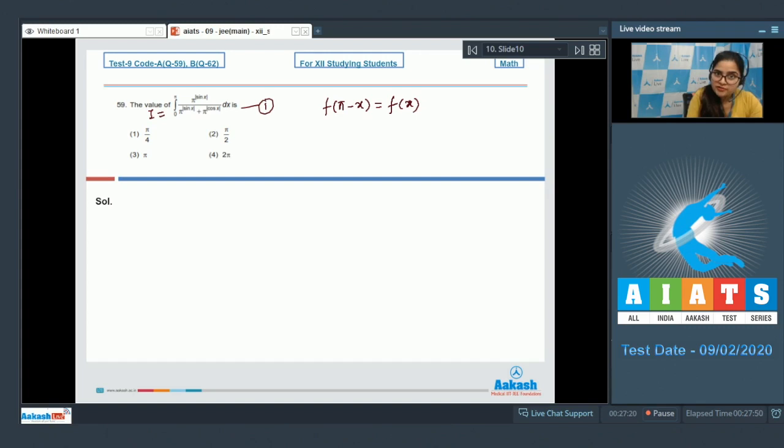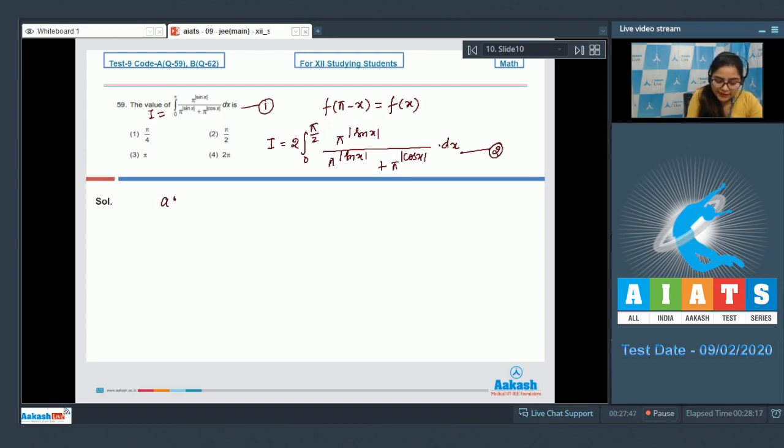So by using the property of definite integration, you can write I equal to 2 times the integral from 0 to pi by 2 of the same function, that is pi to the power mod of sin x divided by pi to the power mod of sin x plus pi to the power mod of cos x, into dx. Now see, you have limit 0 to pi by 2. This is equation number 2.